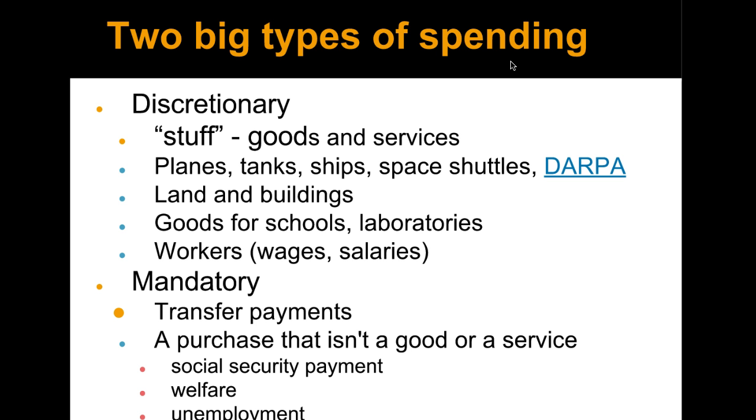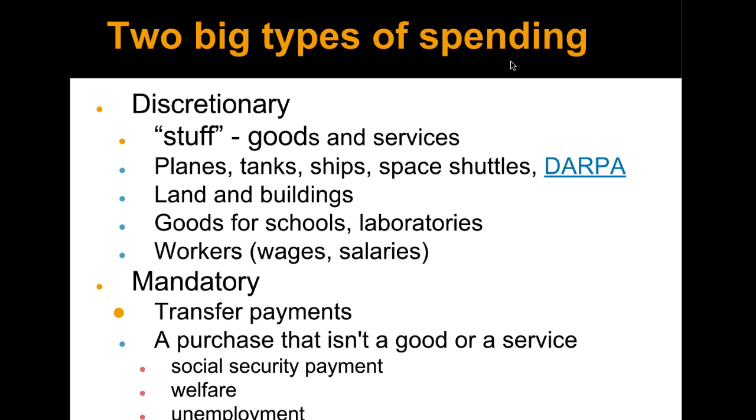The government also needs office buildings, land for parks, capital goods for schools and laboratories that the government operates. And the government also needs to purchase supplies and pay for utilities. Also, it has to hire people to work for those agencies and to staff the military. And those payments for services are wages or salaries. And those are all parts of the discretionary spending.